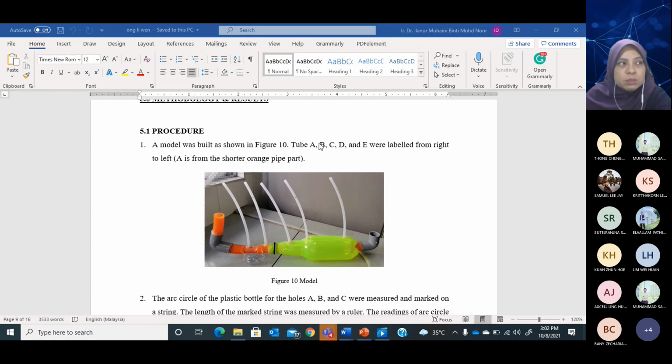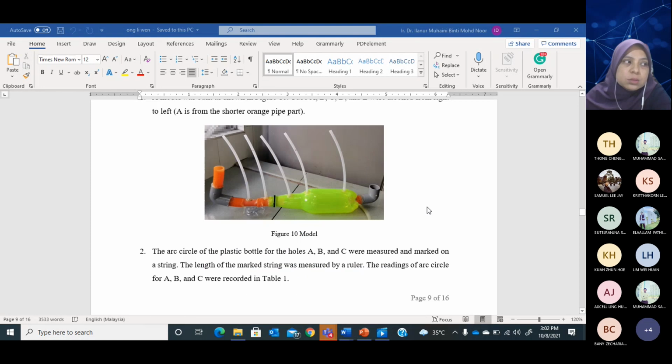So in the procedure she mentions A, B, C, D, E. But in the picture they are not labeled, right? Which one is A, which one is B, which one is C, D and E. But she has listed A is from here, from the orange. It is better if you label and put arrows on the diagram. I hope your class will do better labeling in the figure.